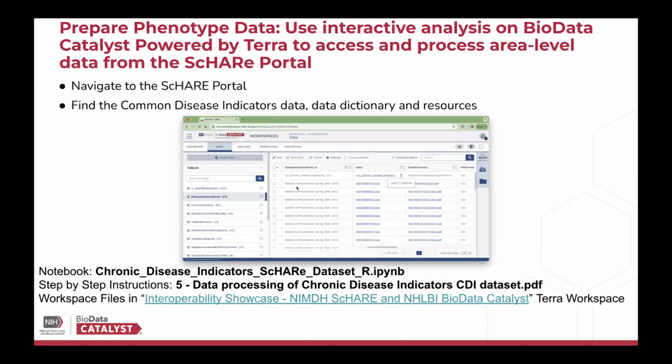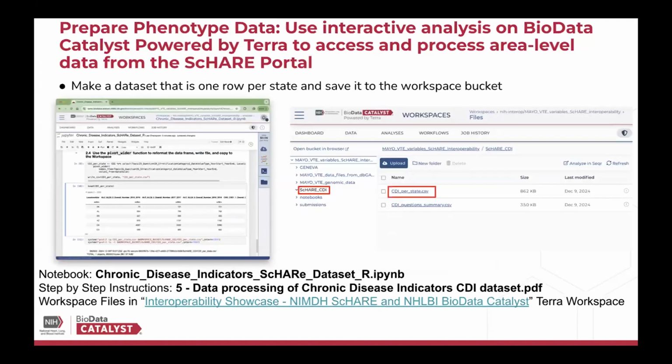The notebook in the workspace that we were working with and that is available for you to see is the chronic disease indicators ScHARe dataset R. Next, we want to start working with the data from the ScHARe portal. We want to make a dataset that is 1 row per state and save it to the workspace bucket. This is to be able to merge it with our phenotype data file.